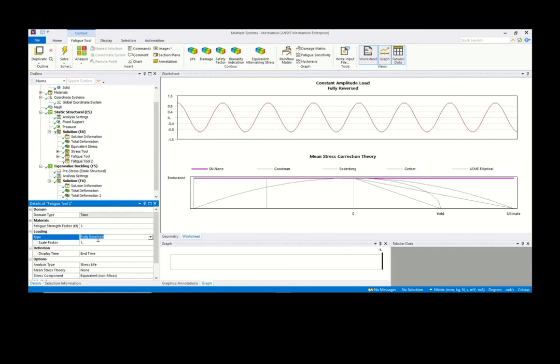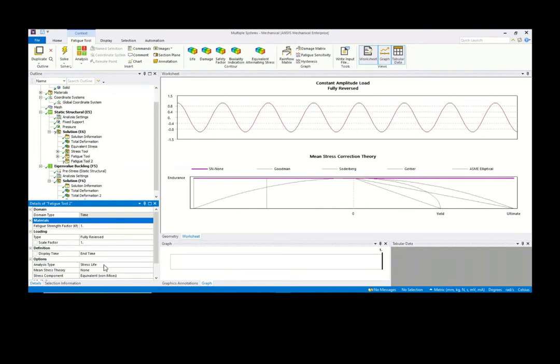So fully reversed is correct, and you can choose whichever. We use fully reversed. Then the fatigue strength factor is 1, because I'm using a pressure of 50, and the stress induced is also due to this 50 load. Our question wants a completely reversed stress of 50 megapascal, so the factor is 1.